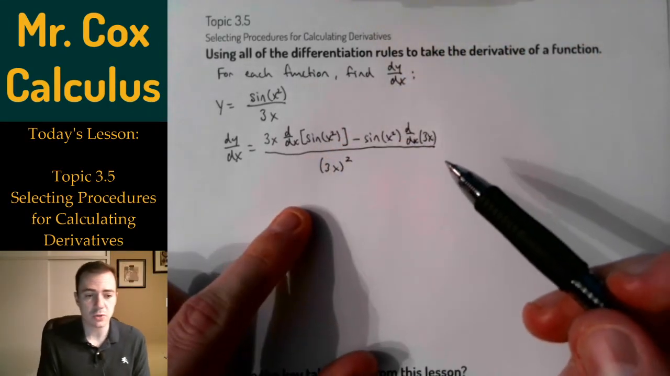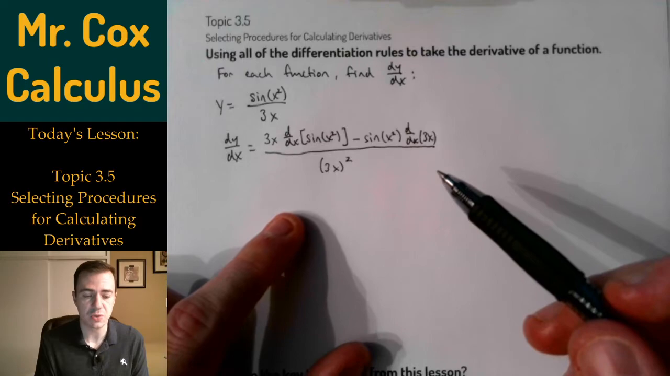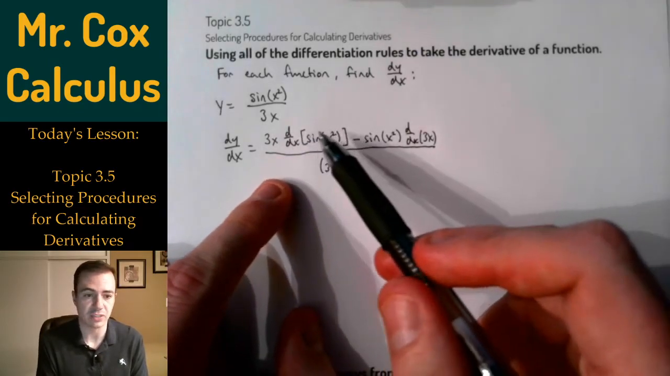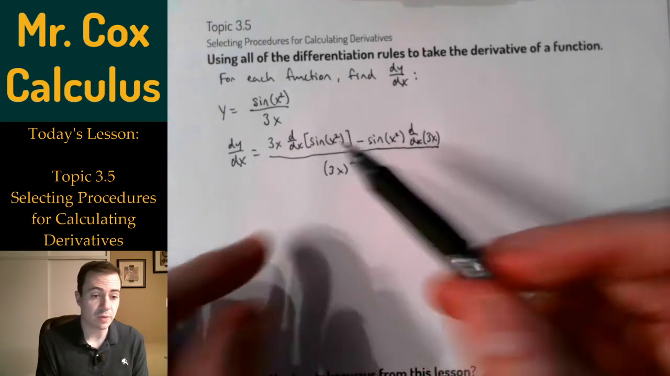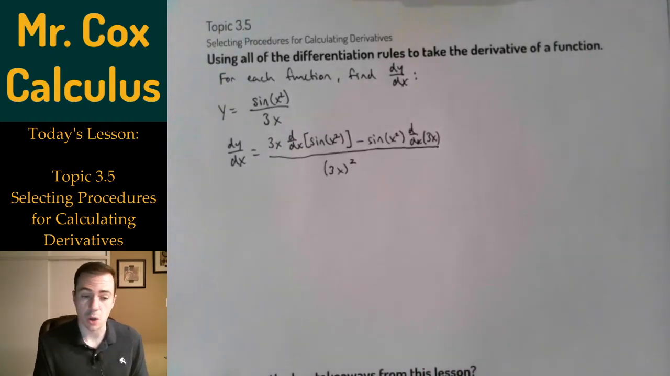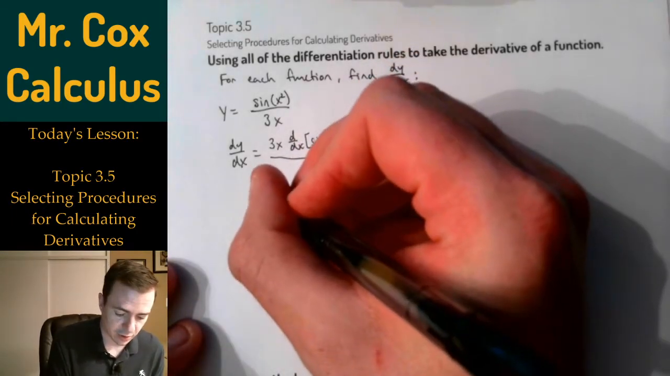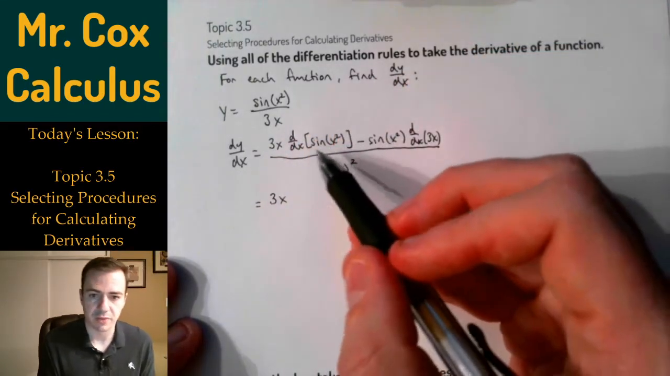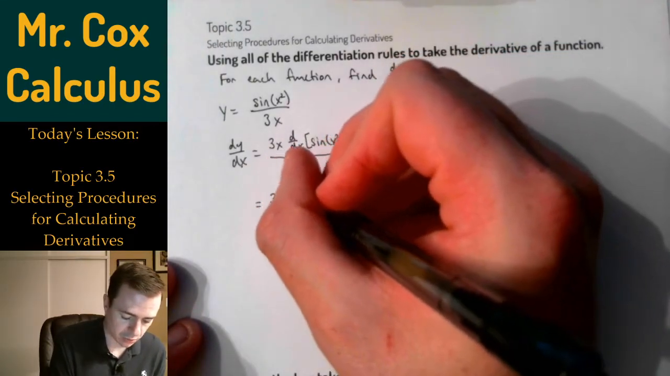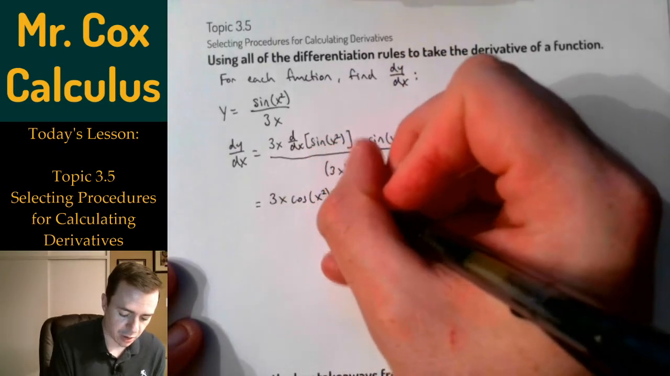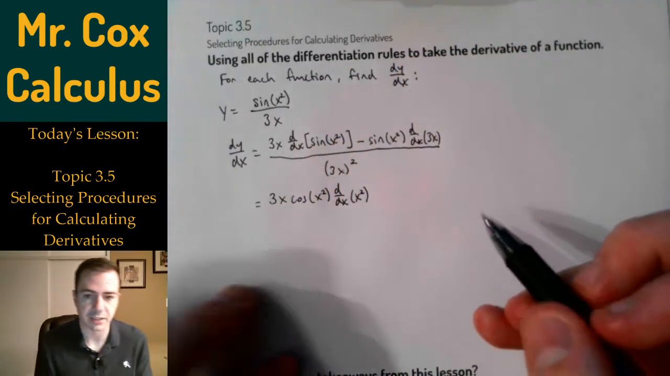And this is where your notation is really important. If you have good notation, it'll tell you what to do. It tells me now I need to take the derivative of sine of x squared. I know the derivative of sine of something is cosine of something times the derivative of that something. So here's the chain rule worked into this. So I have 3x. The derivative of sine of x squared is going to be cosine of x squared, and then I need to make sure I apply the chain rule to take the derivative of x squared.